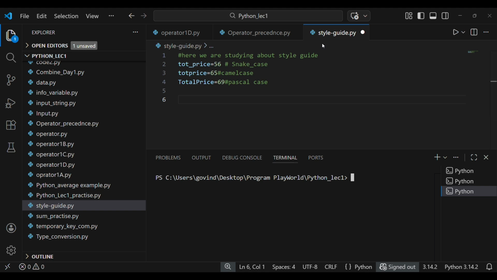This is a very small topic, so you don't need to get tense. Just understand these three things. Snake case is where you use an underscore. Camel case is where all the letters of the variable are in the smaller version. And in Pascal case, the first letter of the name should be capital. That's all.